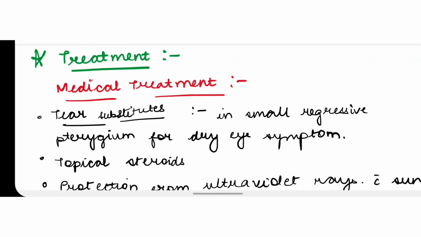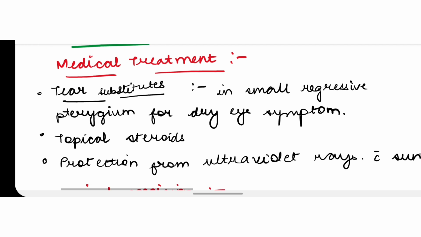Now let's see what is the treatment of pterygium. So basically there are two treatment modalities. First one is medical and second one is surgical excision. Now what can be done as a medical treatment? First of all, as this is a dry eye condition, the tear film is altered. We can give the tear substitutes such as carboxymethyl cellulose, etc.